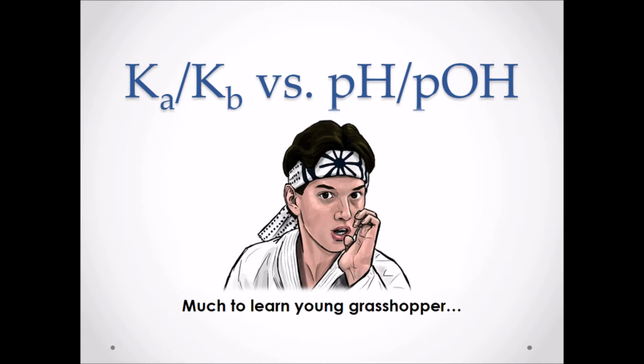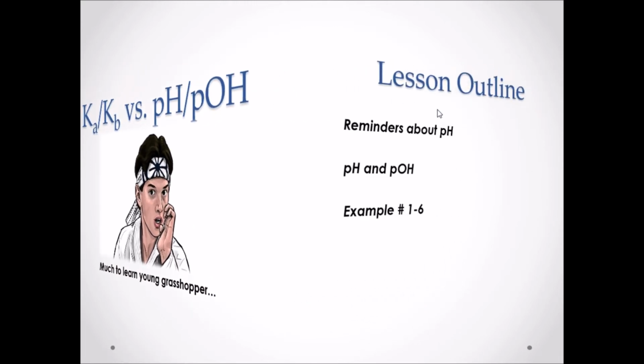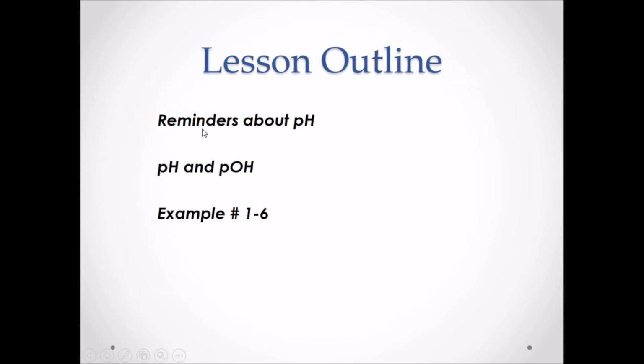130. This is our 5th lesson in the acids and bases unit. This is Ka and Kb versus pH and pOH. Today we're going to look at a few reminders about pH from Chemistry 20. Then we'll move forward to the relationship between pH and pOH. And we will have 6 examples throughout the lesson today.